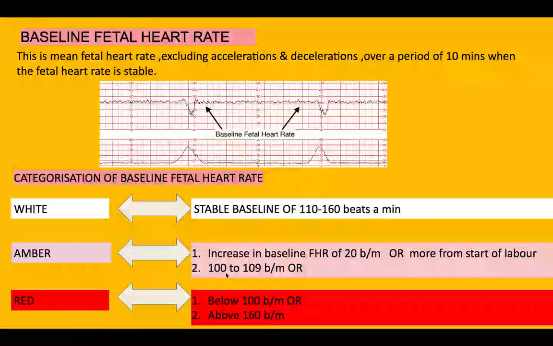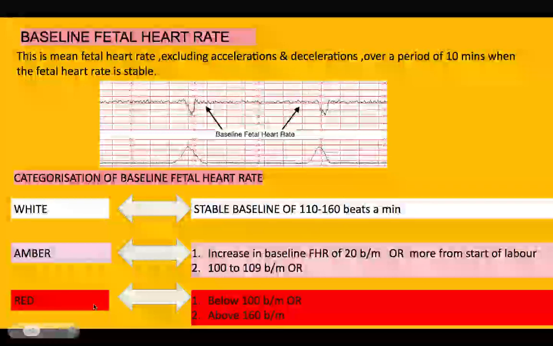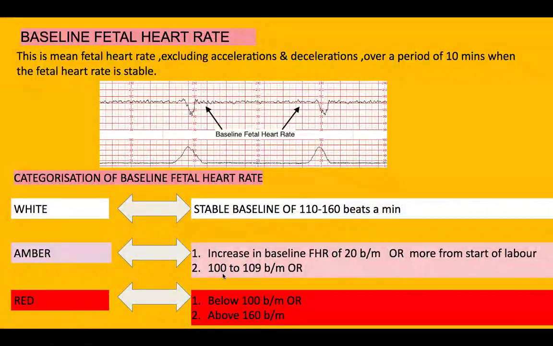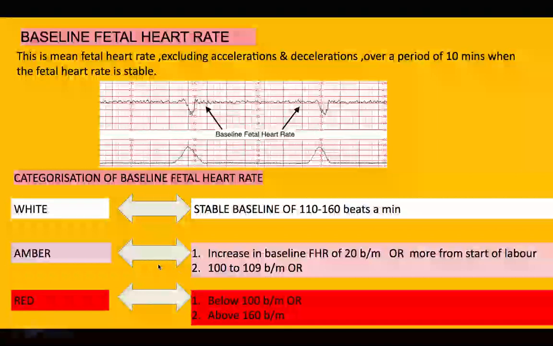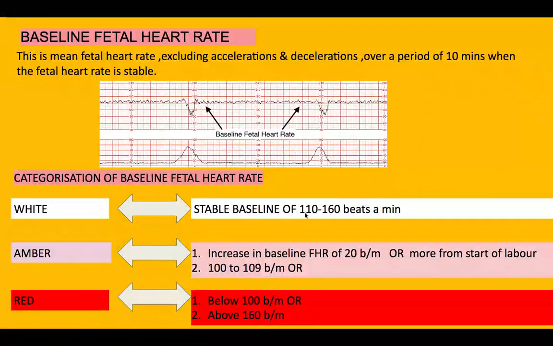When it is less than 110, or it is 100 to 109, right? It has not reached 110. It is less than 110, it means it is amber. And red is less than 100 and more than 160. It is very easy to remember, right? Less than 100 and more than 160, it is red. 100 to 109, it's amber. 110 to 160, it is white. Okay, so can I see that? Yes.